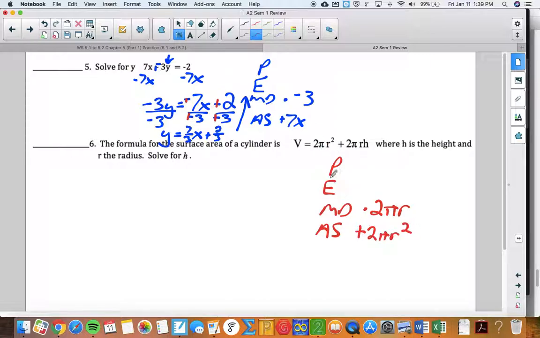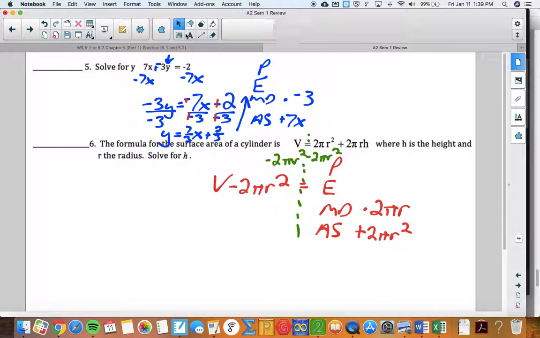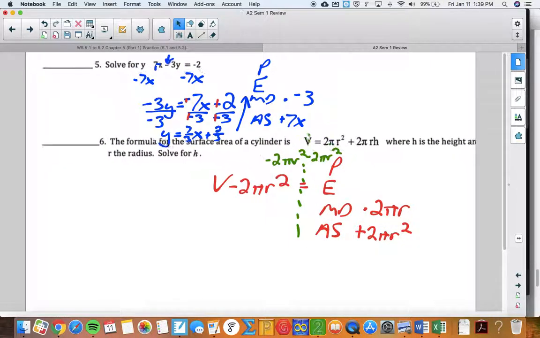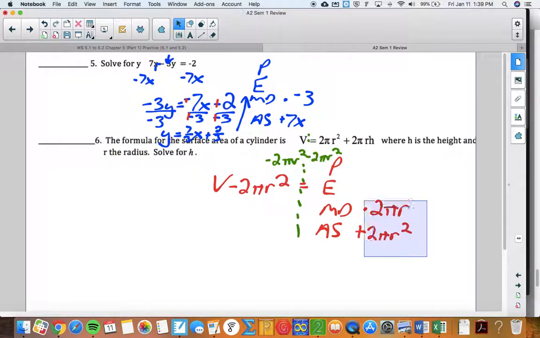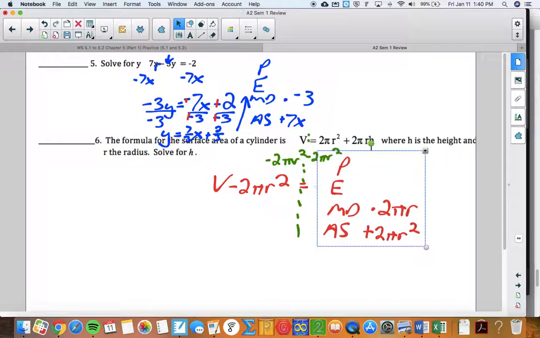So we undo addition first by subtracting. So I'm going to subtract 2 pi r squared. And what I do to one side of the equal sign, I need to do to the other side of the equal sign. So now on the left, I get v minus 2 pi r squared equals whatever is remaining on my right side, which is going to be 2 pi rh.